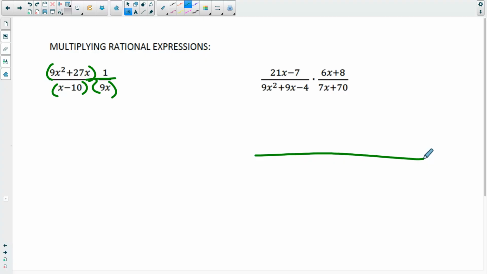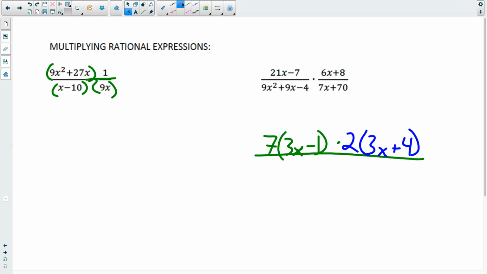All right. 21x minus 7. What multiplies into 21 and 7? 7, which gives us 3. So I'm going to put 7 right here, and then I'm going to have 3x minus 1. I like to break up where my pieces are by putting the times sign in there, but you don't actually have to. That's just a preference I have, but it's not something that's needed. 6x plus 8. What's it break down to? What's the GCF? 2. So then we get 2, and then I get 3x plus 4.